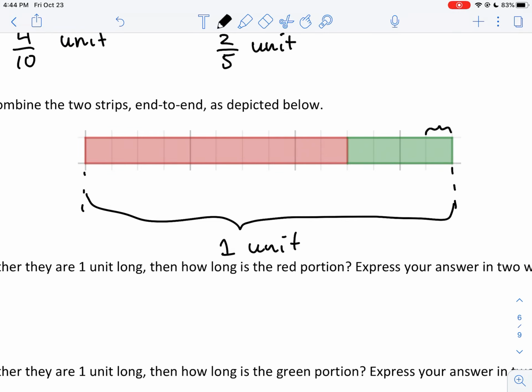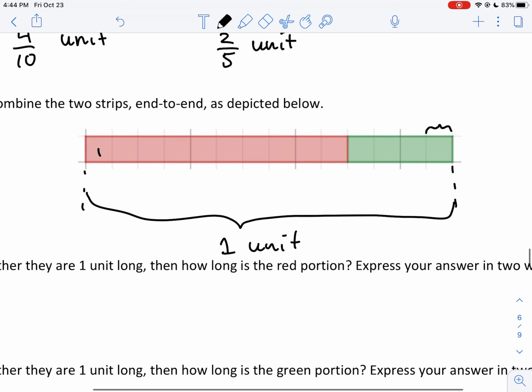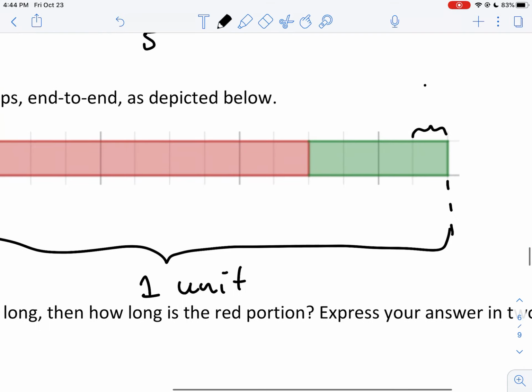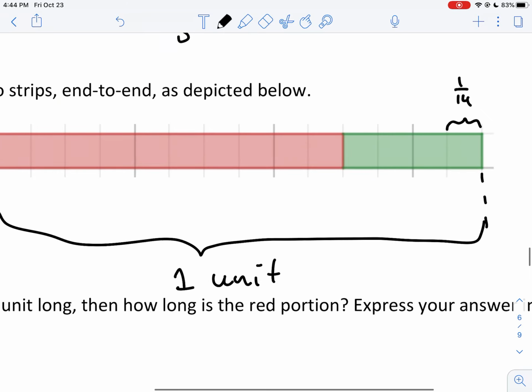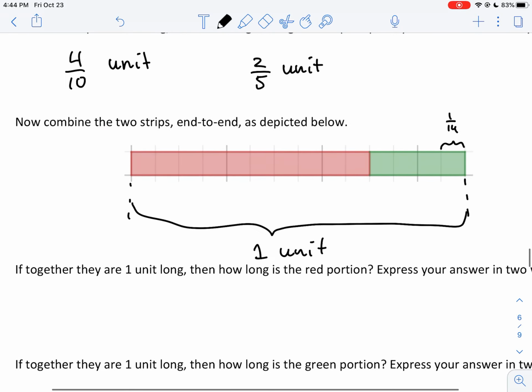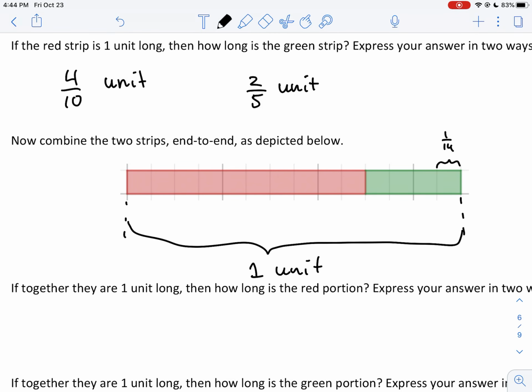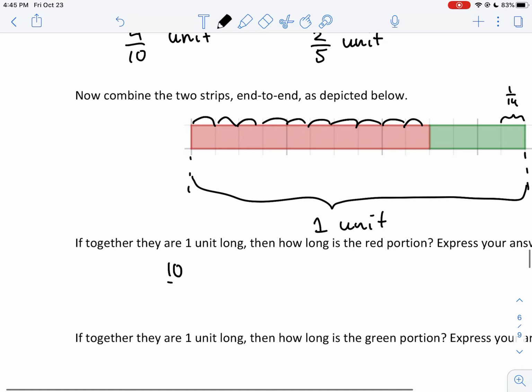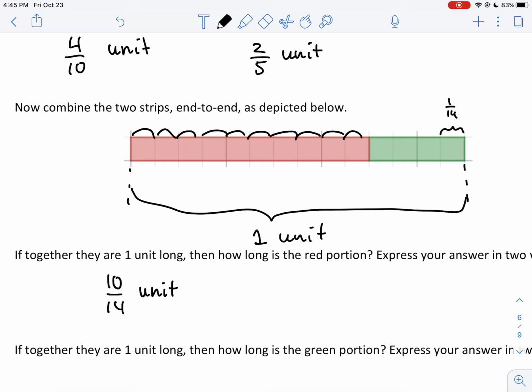Okay, so let's do this by box. Well, how many across this entire thing, right? I have 1, 2, 3, 4, that's going to be 8 there, 9, 10, 11, 12, 13, 14 total across, right? 14 little boxes across, which means that one little box is 1/14 of a unit. So the question is, well, how long is the red portion? Well, it's going to be 1, 2, 3, 4, 5, 6, 7, 8, 9, 10 14ths. 10 14ths of a unit.